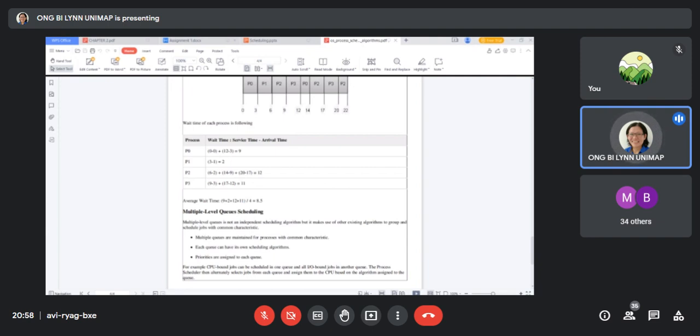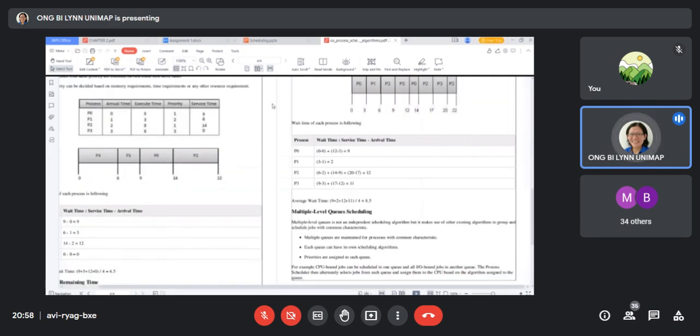Do you need me to explain again on round robin? Let me see, is there any possibility for me to put in a view of 2 pages at one time? Need, madam, can you explain again? Okay, okay, come.